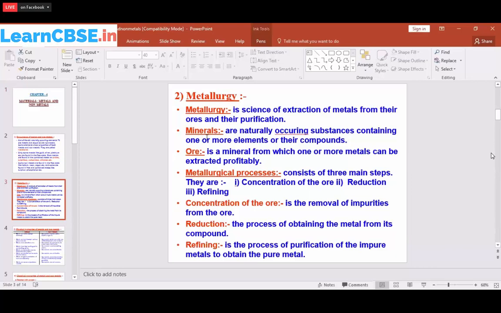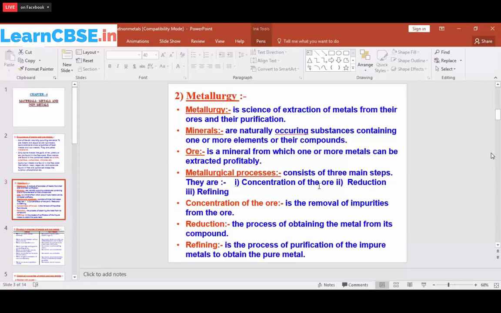Minerals are naturally occurring substances that contain one or more elements or compounds. An ore is a mineral from which one or more metals can be extracted profitably. Yes, we should think about the profit, because the extraction needs a lot of cost as well as energy. So we have to choose an ore in which the metal we are extracting has a very high composition.